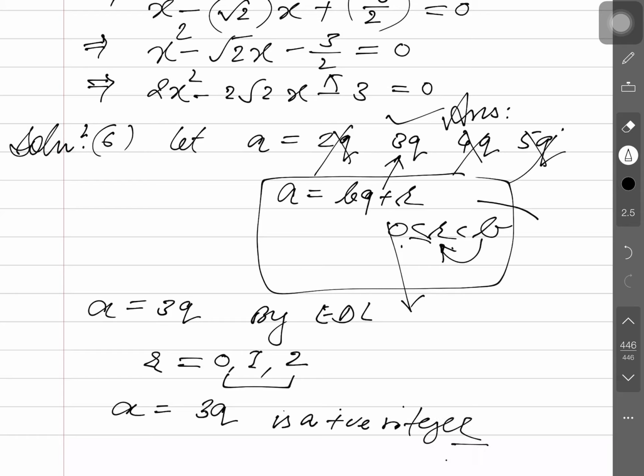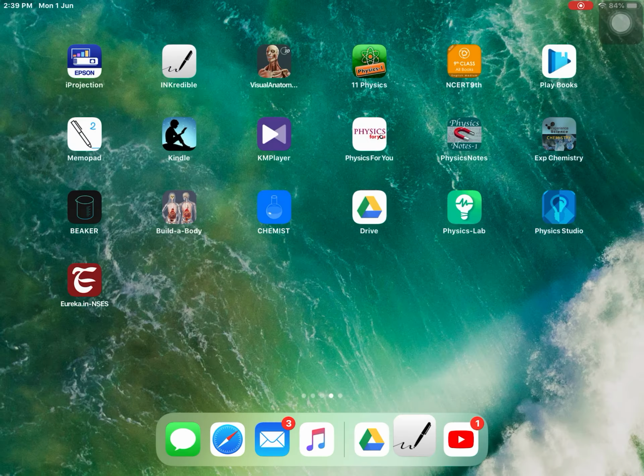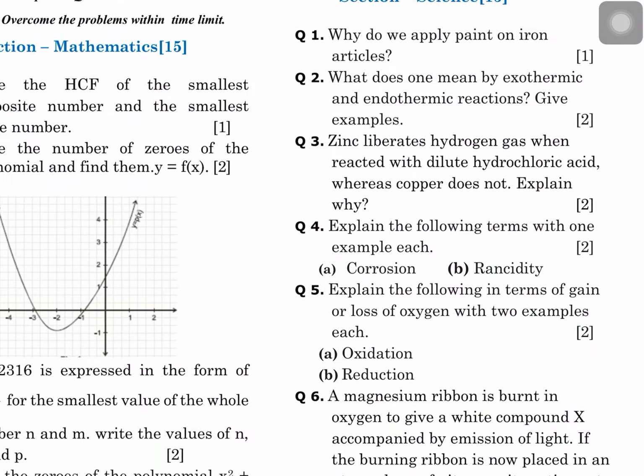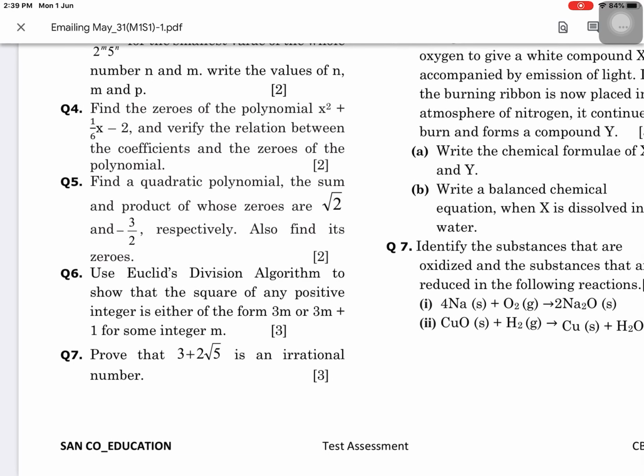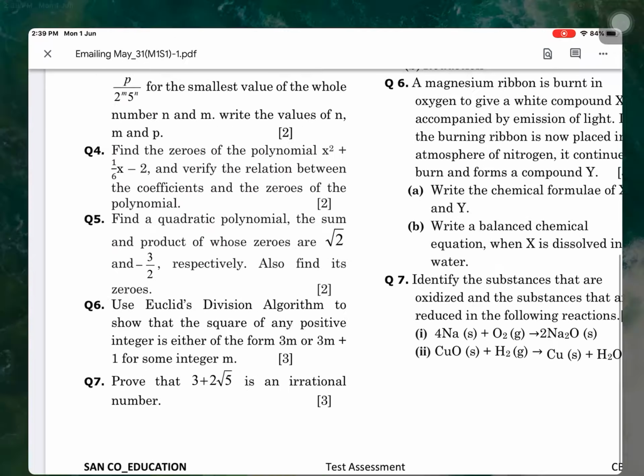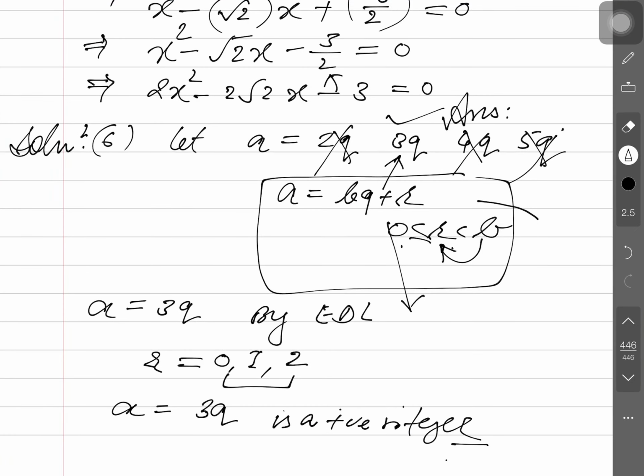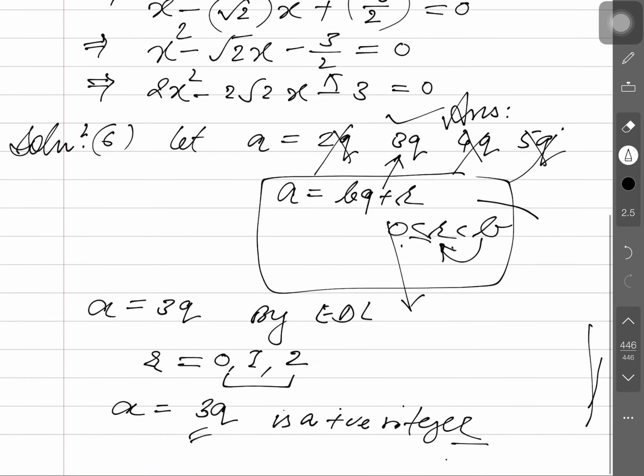But listen, he is not asking for 3q, he is asking for the square of any positive integer in the form 3m and 3m plus 1. Exactly, 3m and 3m plus 1. So 3q is to be taken here, positive, and the square is to be done. How can we do the square? Please tell me. Yes, we are doing the square.